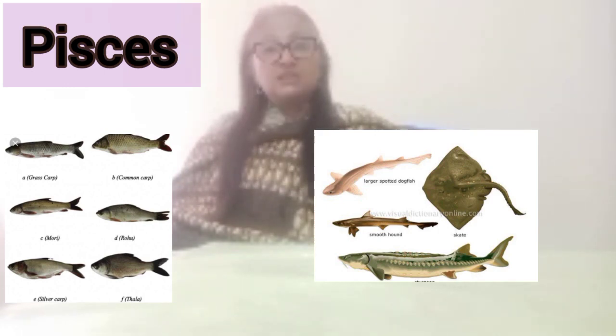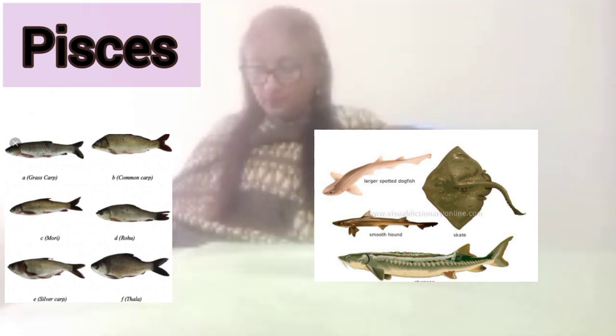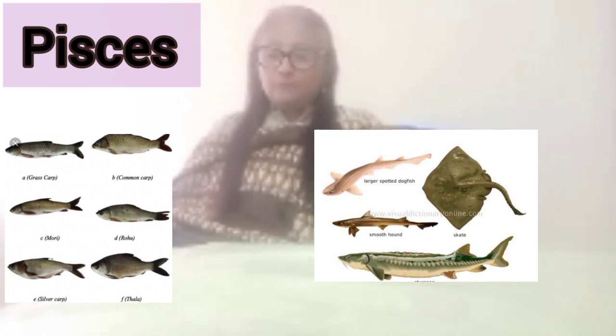Now examples, we have a lot of examples. Rohu, etc. are bony fish, while the electric ray, the shark, the stingray, etc. are cartilaginous fishes.